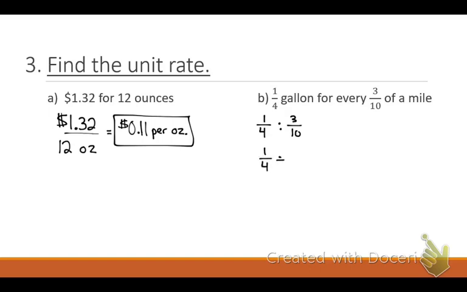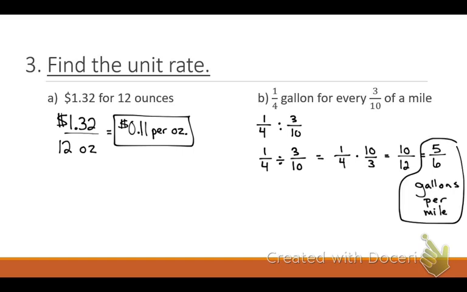All right, so we flip 3/10 to 10/3, multiply, and I got 5/6 gallons per mile. So think about it, now I know how much per mile. Aiden, didn't you cross-reduce? Absolutely, I could have. He said he cross-reduced right here to 2 and 5, and then 2 times 3 is 6. You still get 5 over 6. Either way is fine.